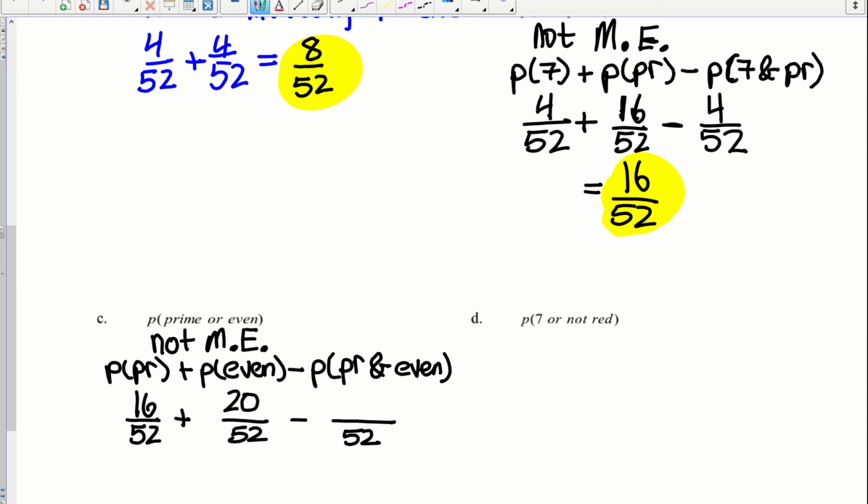And so I'm looking for prime and even. The only way that happens is the number 2, which occurs 4 times. So these are the 2s. So 2 of hearts, diamonds, 2 of clubs, 2 of spades. So a total of 4 of them. All right, so we get 32 out of 52.